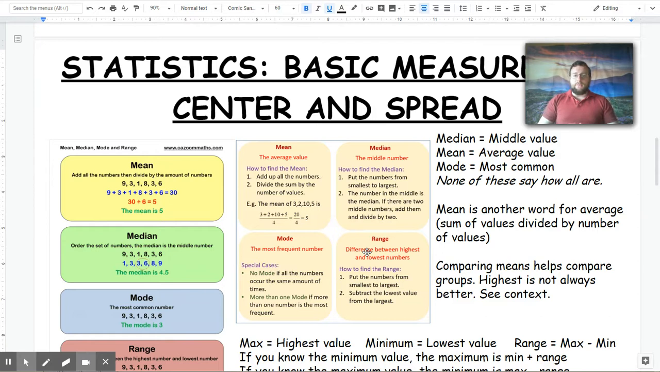Moving on to the idea of median. Now, median is another measure of center, and that actually means the middle value if you put all the values in order from smallest to largest. The median is going to be the value that's in the middle. Now, if you have an even number of values, there's not going to be a middle value. And then the median is going to be the average of the two in the middle, basically adding up the two and dividing by 2.